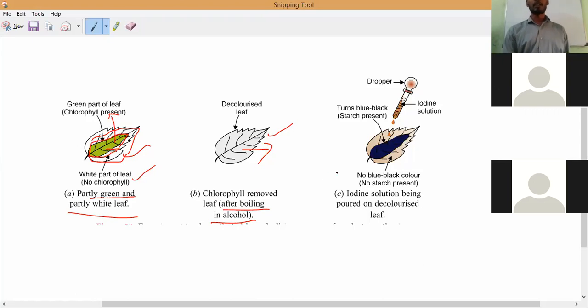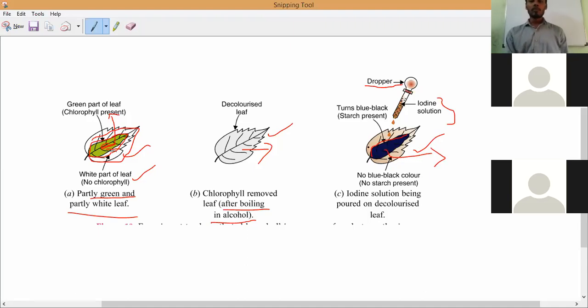Then after that, if we add the iodine solution with the help of a dropper, what will happen? The part where the chlorophyll is present, at the middle, means this part, will turn blue black. Only that part will turn into blue black color. You can see the change in color, blue black color.